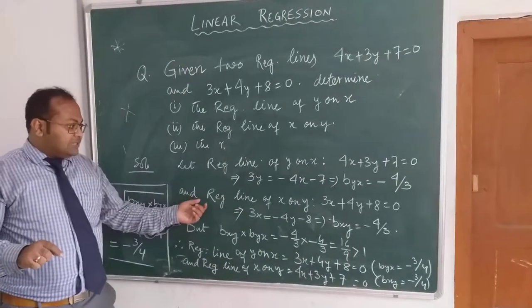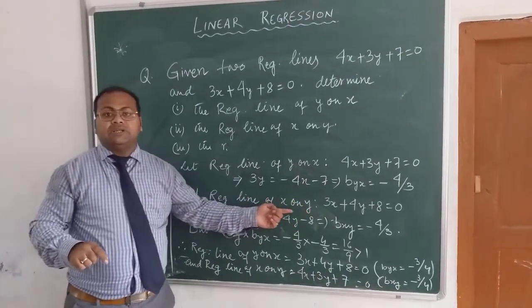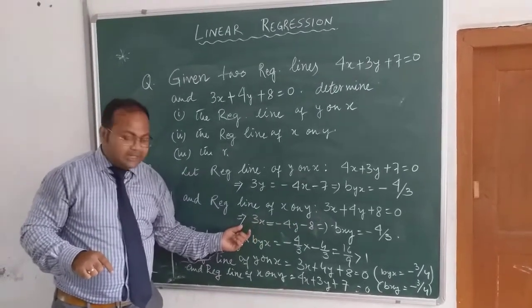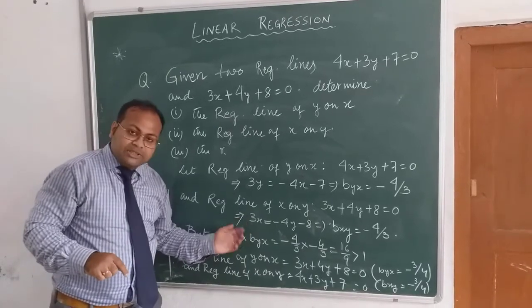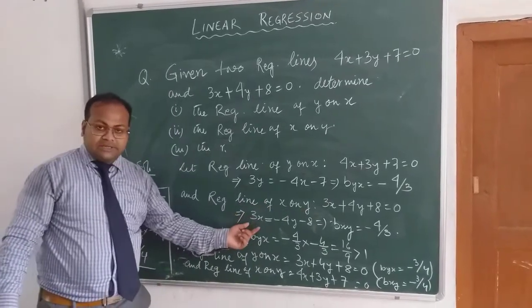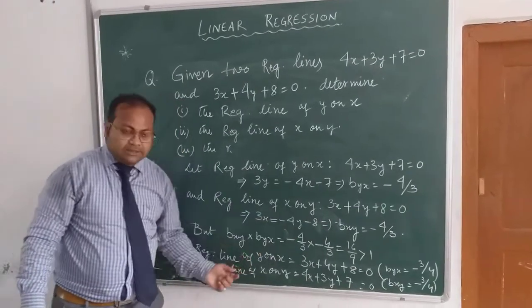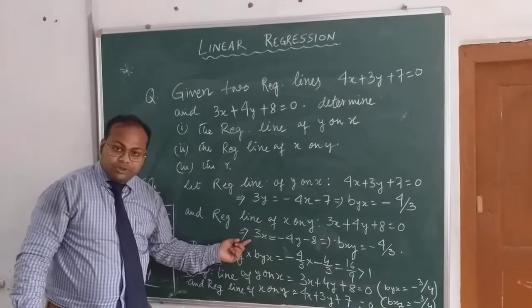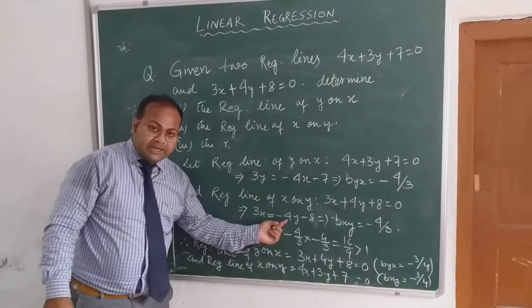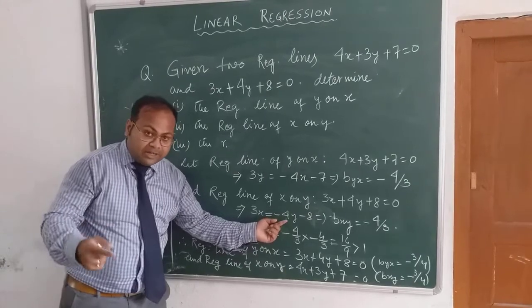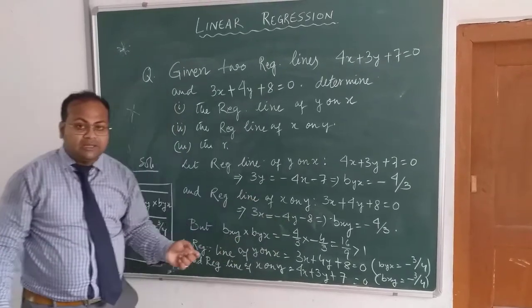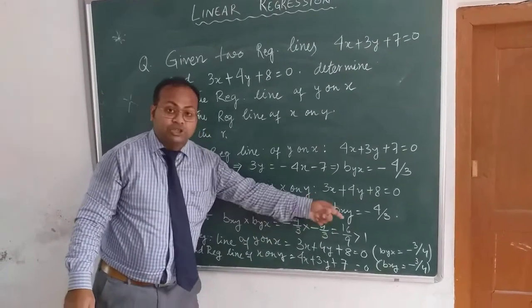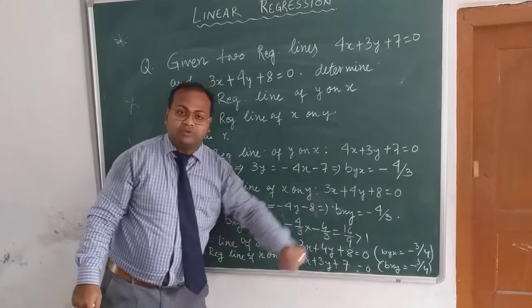Okay. Now see the regression line of x on y. It is the regression line of x on y, so x will be on one side and everything will be on the other side. So see, 3x is on one side and everything else is on the other side. Now what do we have to do? We need to divide by the coefficient of x on both sides, so we need to divide by 3. So again we are getting here the coefficient of y. After dividing, it will be minus 4 by 3, which is the regression coefficient here, as we have assumed. So bxy will be minus 4 by 3.